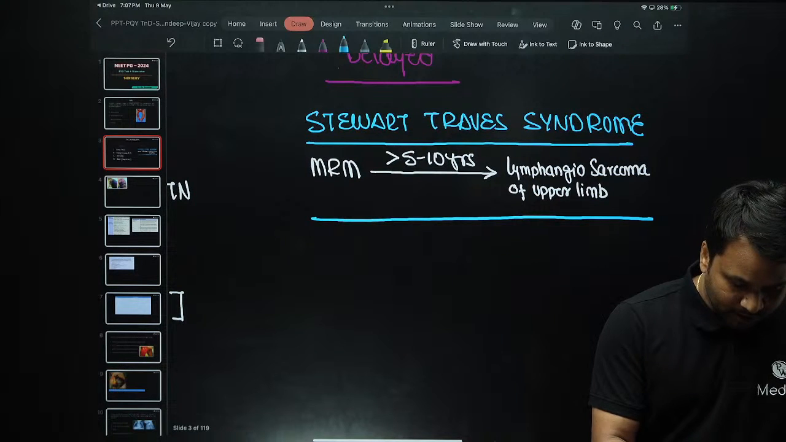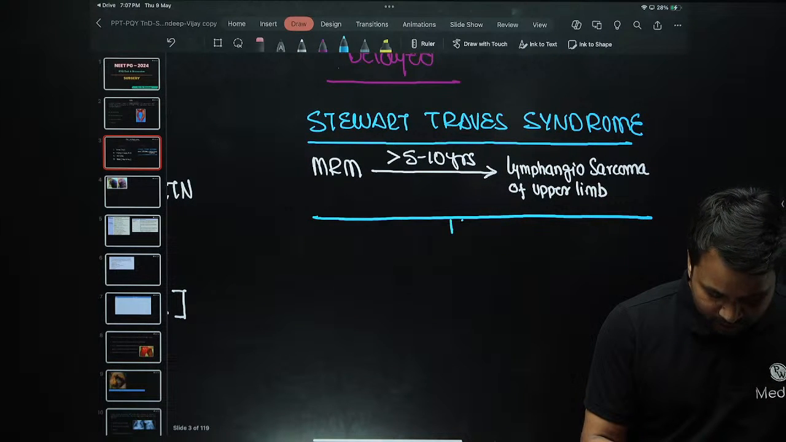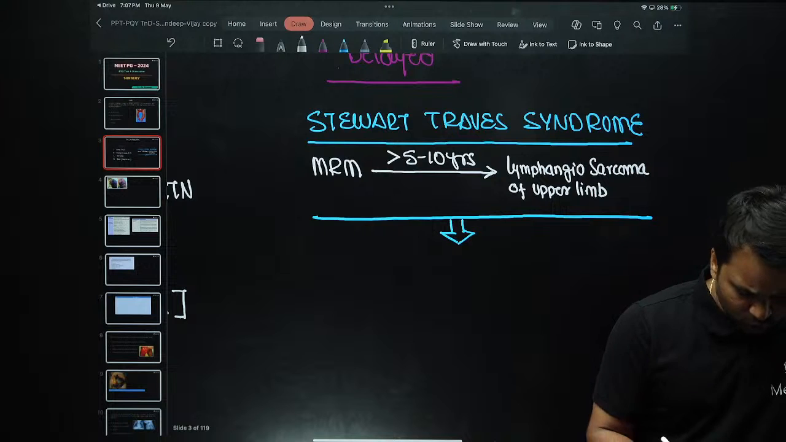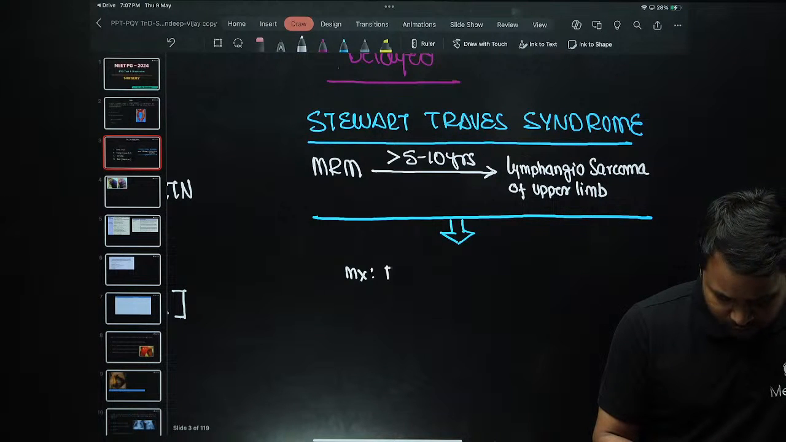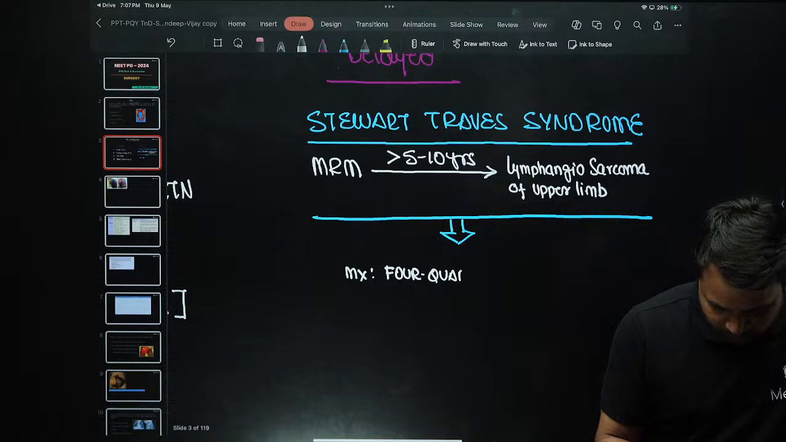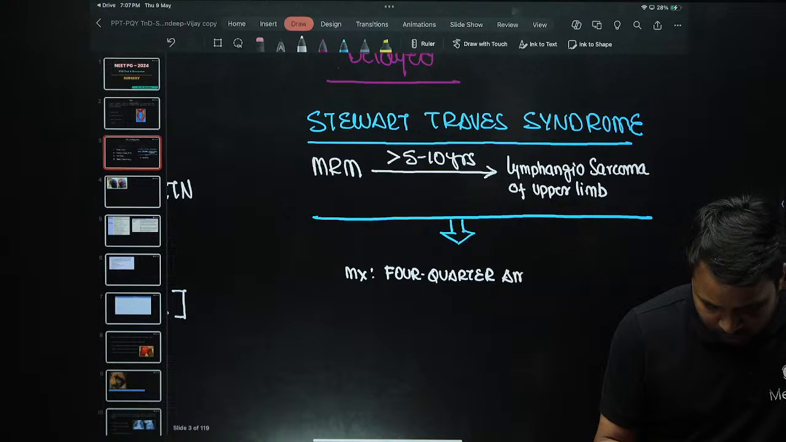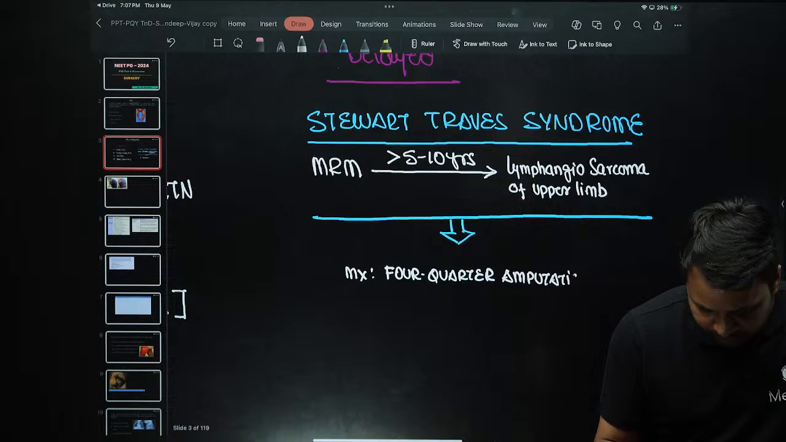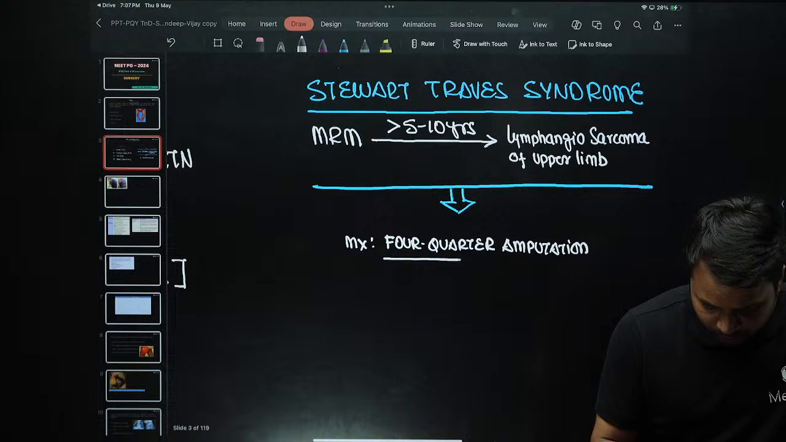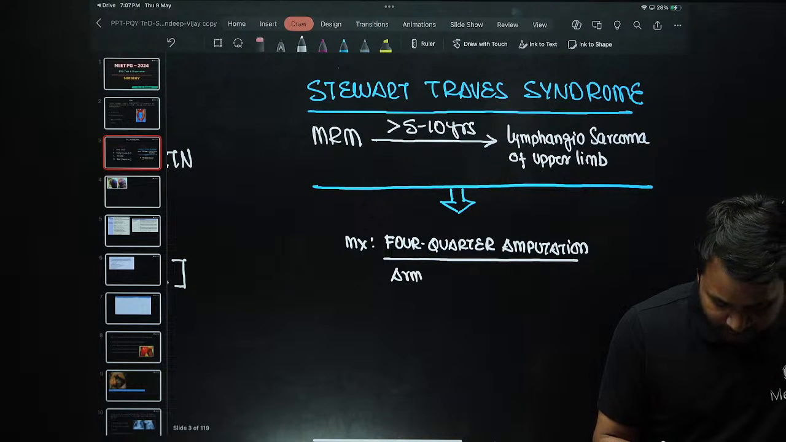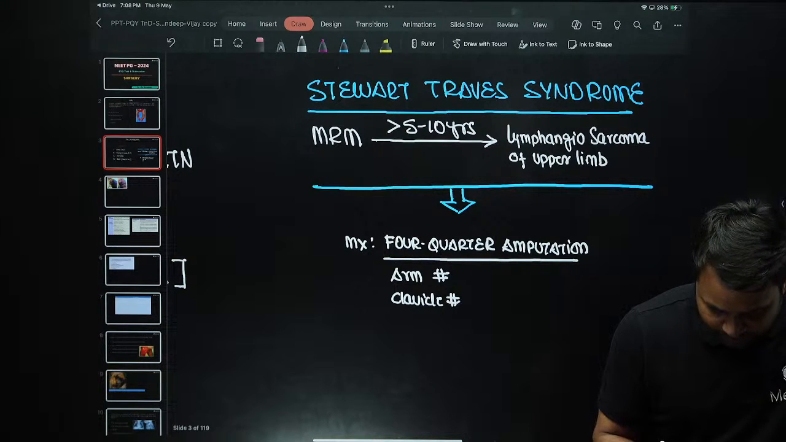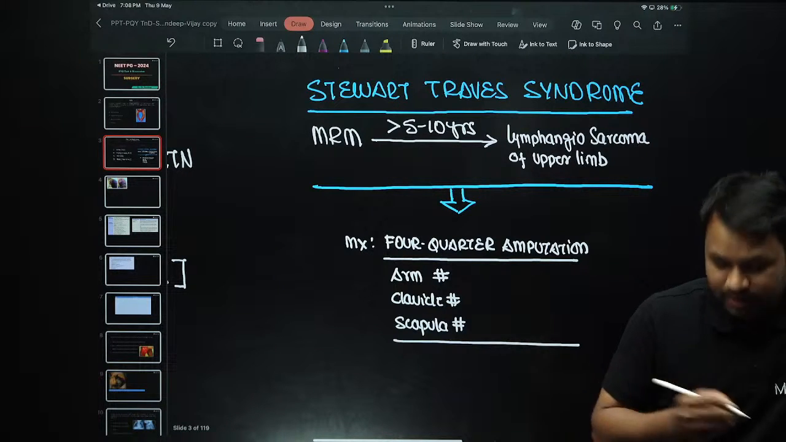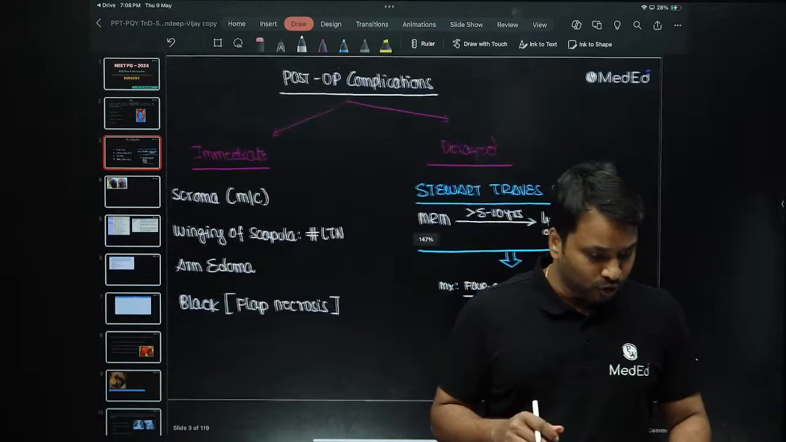If they ask you what management you are thinking about for lymphangiosarcoma, remember, prognosis is really bad, but when you talk about management, it is going to be a forequarter amputation. In the forequarter amputation, I'm going to remove the entire arm, the clavicle of the same side, and the scapula of the same side.